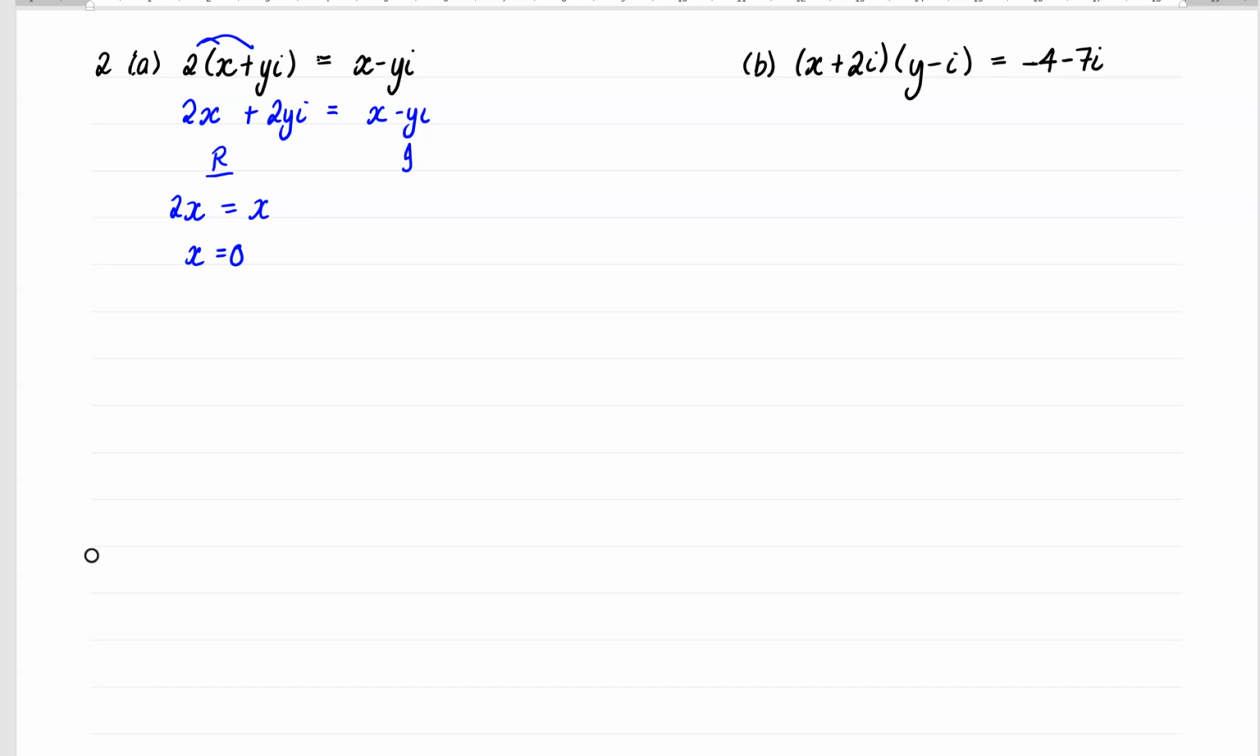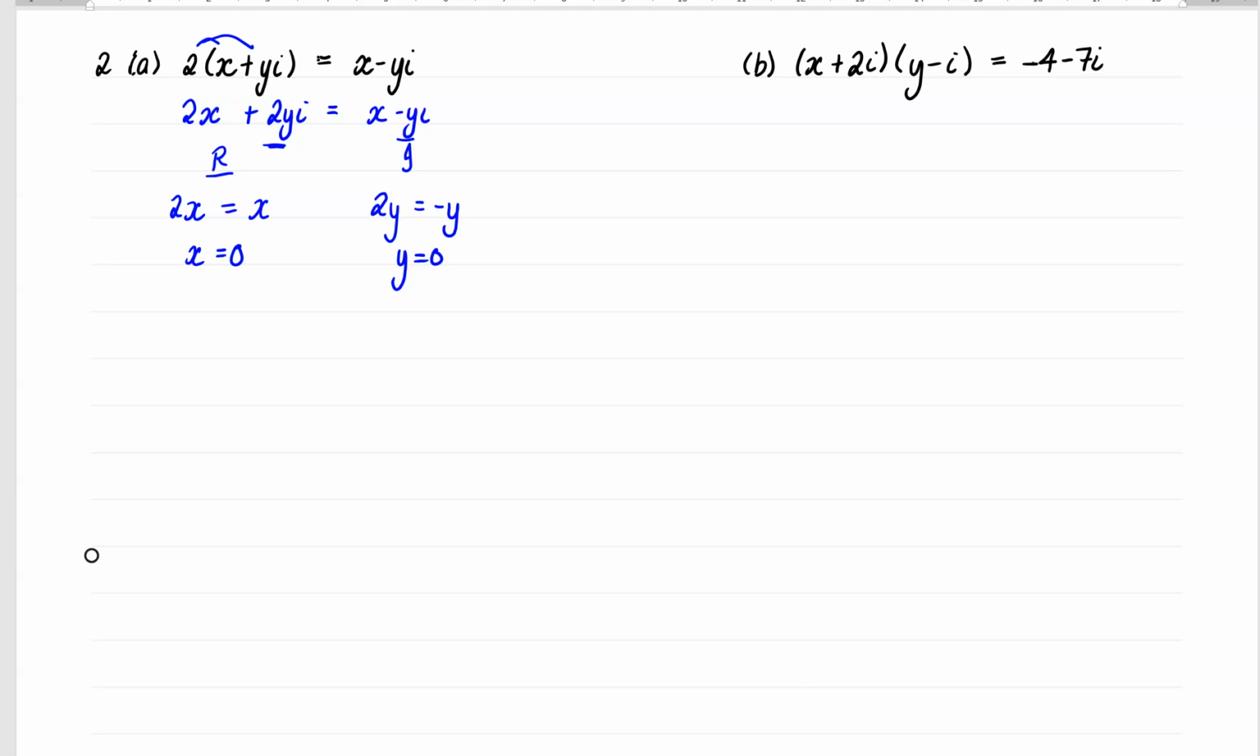And then the imaginary, okay, we've got 2y on the left equals minus y on the right. And once again, we've got y equals 0, to get rid of the take y, add y. So a bit of a silly question to start with. Anyway, okay, going on to B.